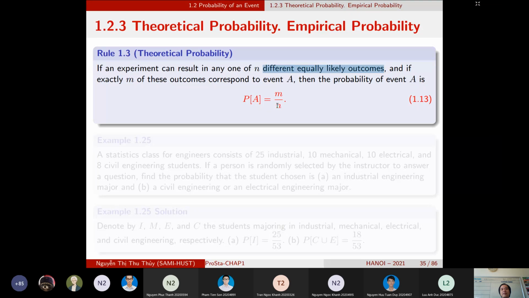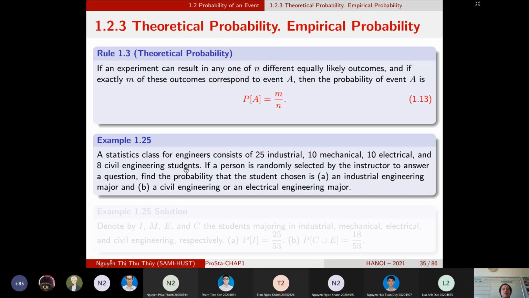So that means the probability of A is equal to the fraction where we divide the number of outcomes corresponding to event A by the number of total possible outcomes.